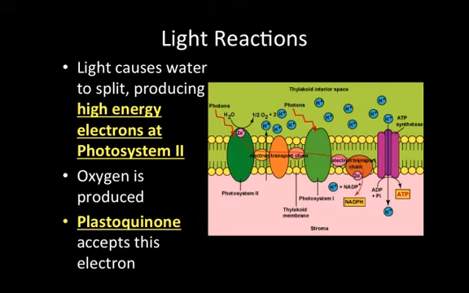So long story short, light causes water to split, and that produces some high energy electrons. And you see that in the first step there at photosystem 2. We have photons, which are little packets of light, and that breaks apart the water molecule, generating some electrons at photosystem 2, which is just a protein. Oxygen is produced as a byproduct of this chemical reaction, which lets you know where the oxygen comes from. The electrons then are transferred to a molecule known as plastoquinone.